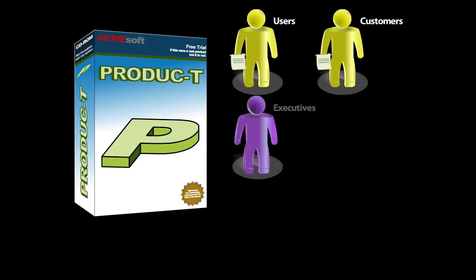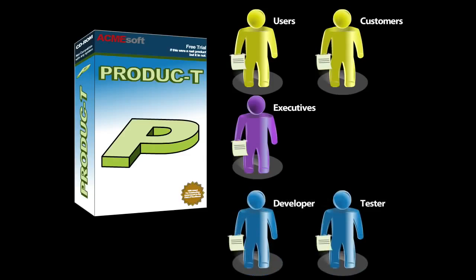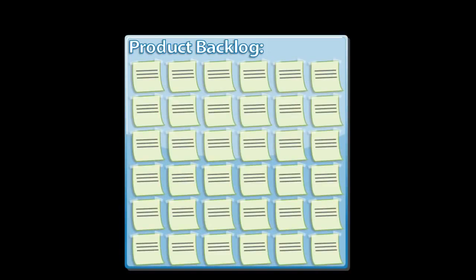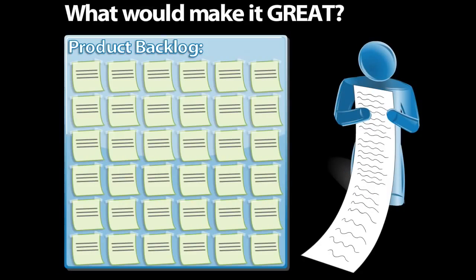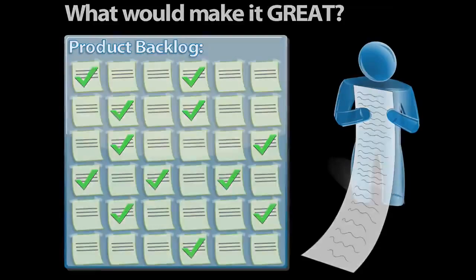Let's say this is the product we want to build. For this product, we get all kinds of feature requests from users, customers, executives, or even other team members. In Scrum, the collection of all these features is called the product backlog. Another way to think of the product backlog is as a wish list of all the things that would make this product great. Once we have our wish list, we need to start planning which specific features we're going to put into a particular release of our product. But we're getting ahead of ourselves. Let's back up a bit.